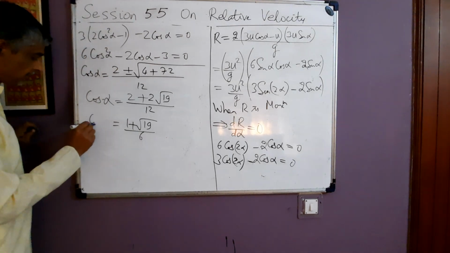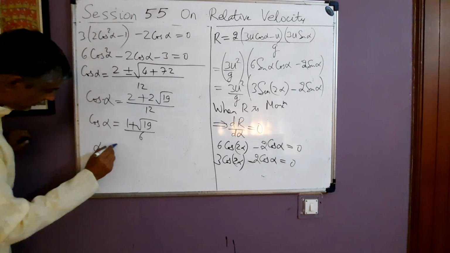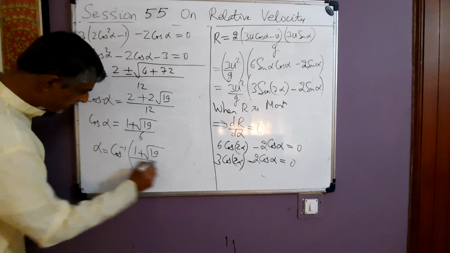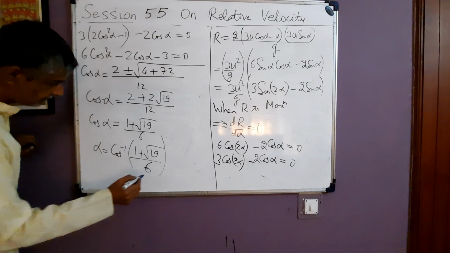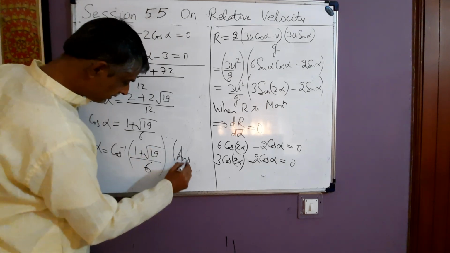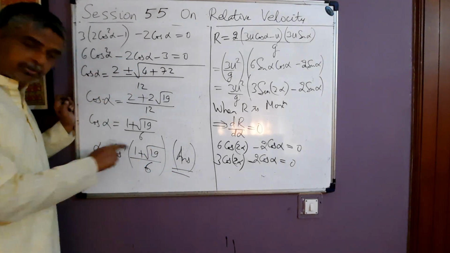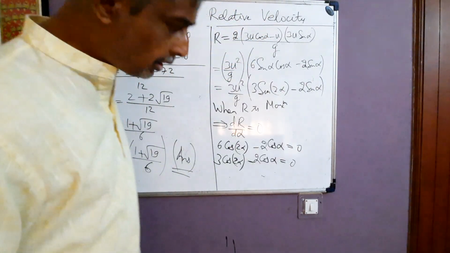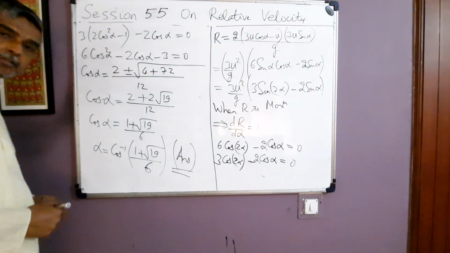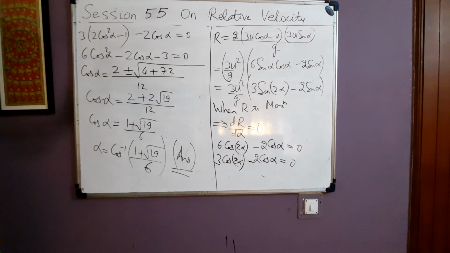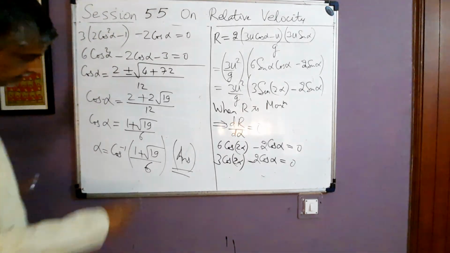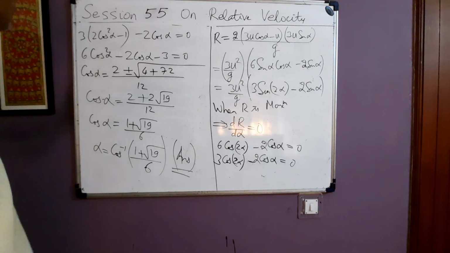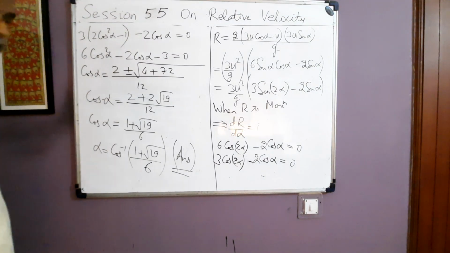This is cos alpha. So alpha becomes cos inverse of (1 plus root 19) by 6. This is therefore the required answer. If alpha is taken to be this much, then the horizontal range R of the shell with respect to ground will be maximum. So cos inverse of (1 plus root 19) by 6 is therefore the required answer. Is it alright? Fine.